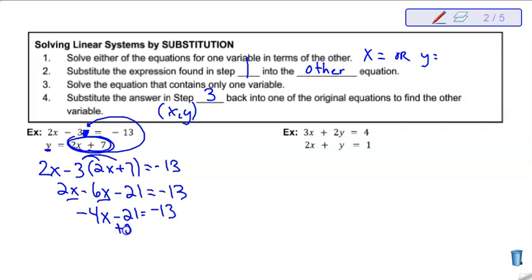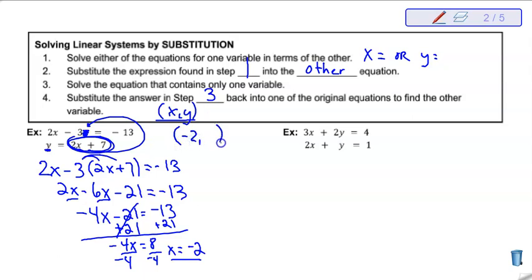Then I'm going to add 21 to both sides. That goes away. Negative 4x equals an 8. And when we divide by the number next to the letter, therefore x equals a negative 2. Now that's half of my point. Remember, we had an ordered pair. So it's going to be negative 2 comma something. Well, what is that something? We solved our equation. Now we have to sub that back in and find out what y equals.